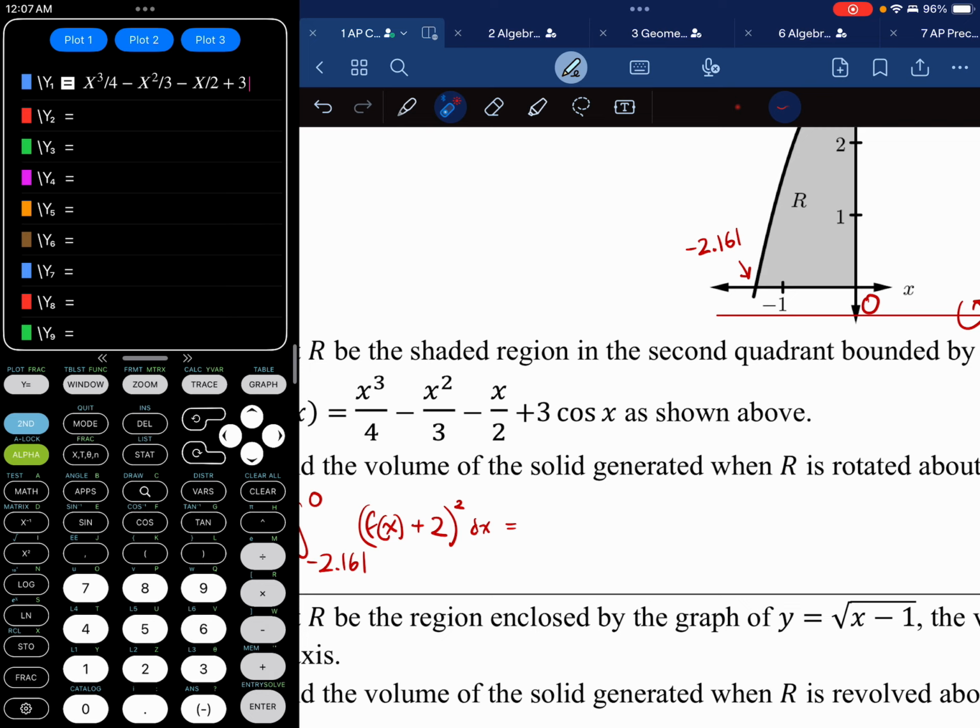X cubed divided by 4, minus x squared over 3, minus x over 2, plus 3. Oh my goodness, I have fallen into the classical trap. Wow, if you found that before me, you need to give yourself some extra credit. I thought the problem was done. I thought that was the entire function, and I was wrong. I need to read better.